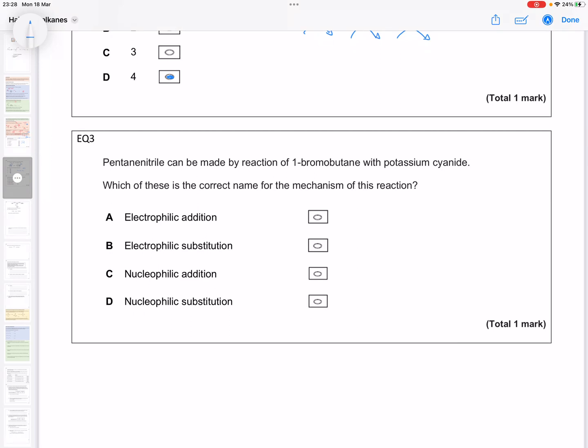Pentane nitrile can be made by reaction of 1-bromobutane with potassium cyanide. So we've got 4 carbon atoms here. This potassium cyanide, CN-, is going to do a nucleophilic substitution to add that additional carbon.